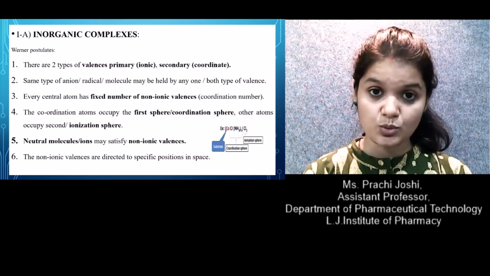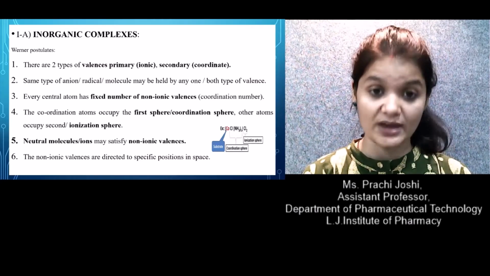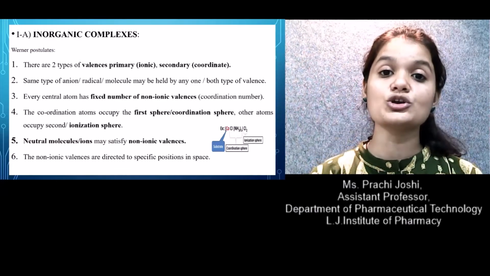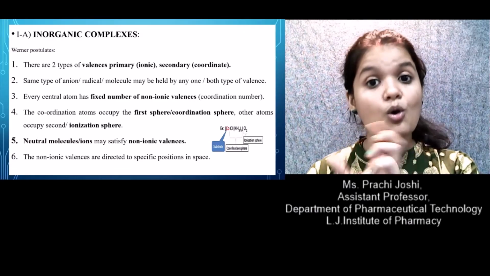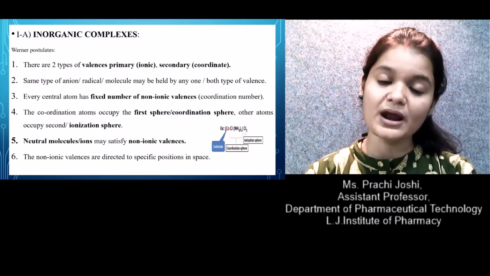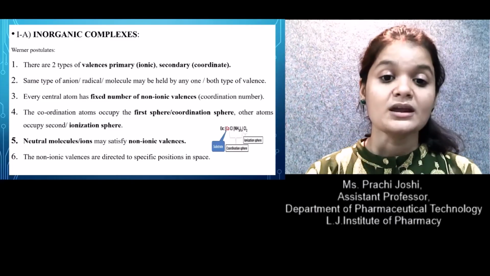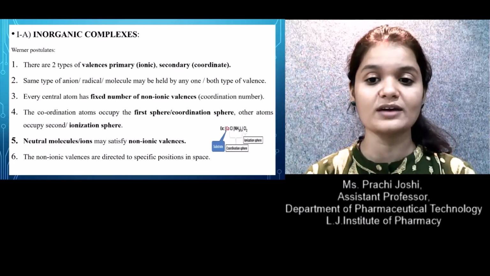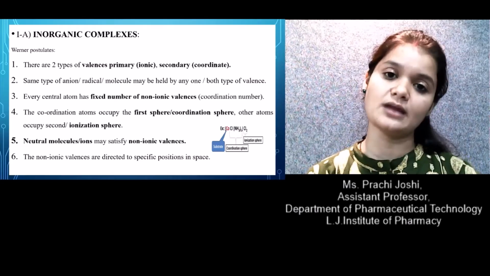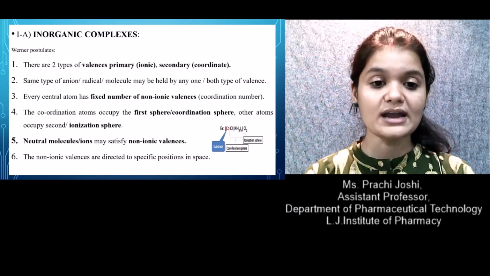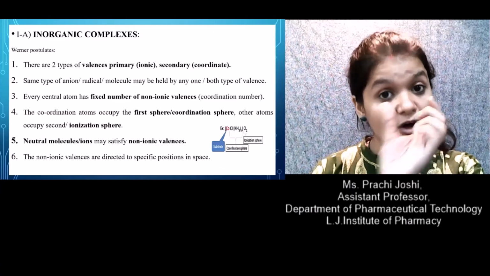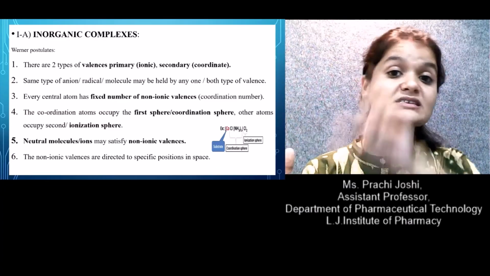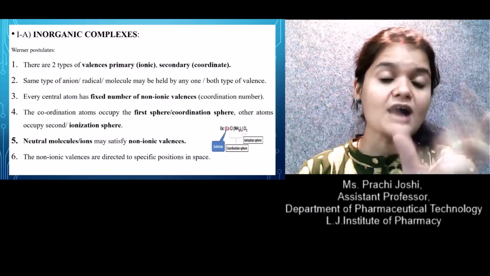The second postulate of Werner is that the same type of anion, radical and molecule may be held by one or both types of valencies, either primary or secondary. The third one is that the central atom has a fixed number of non-ionic valencies, or you can say coordinate number. Fourth, the coordinate atoms occupy the first sphere, or coordinate sphere, and the other atoms will be in the secondary sphere, or ionizable sphere.